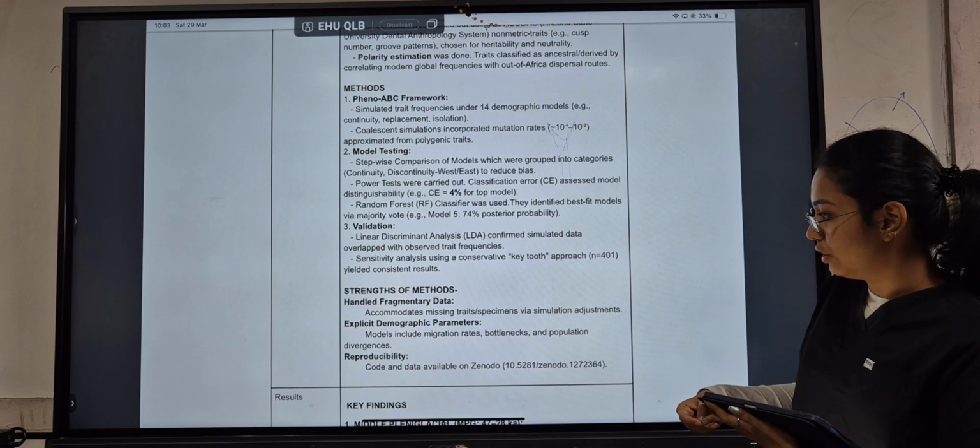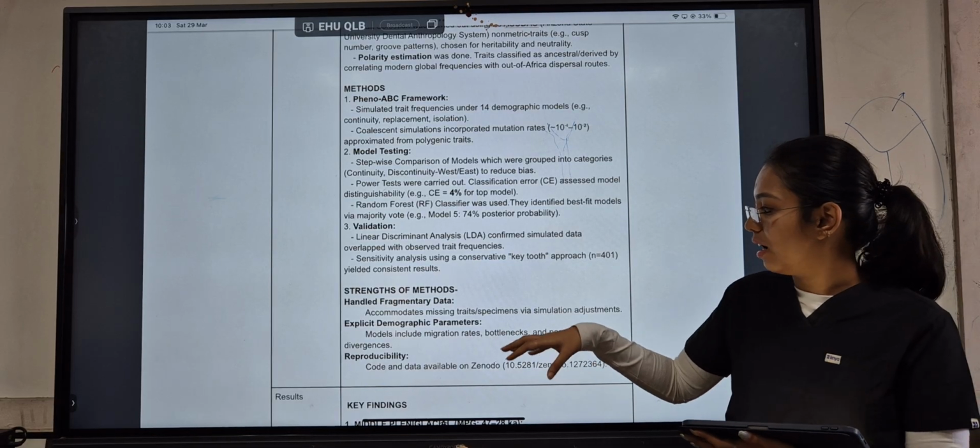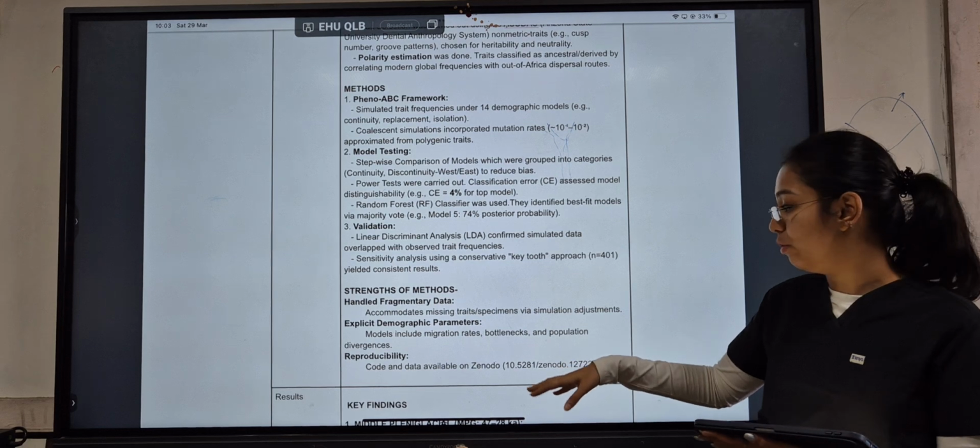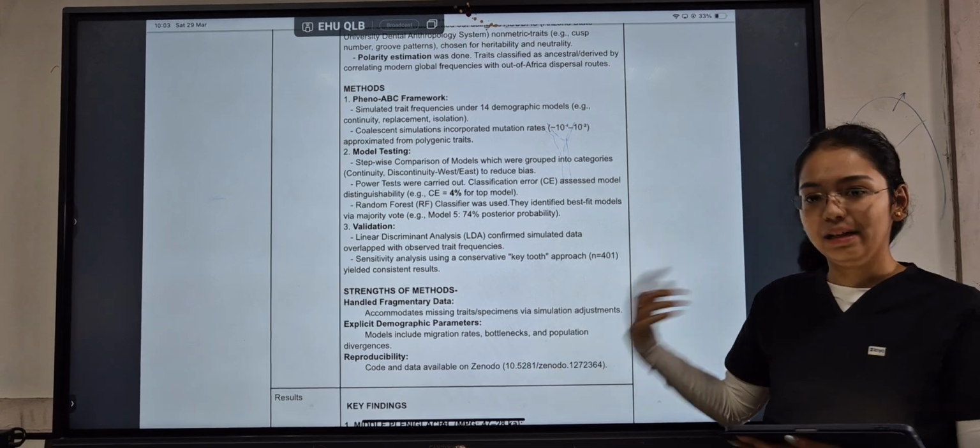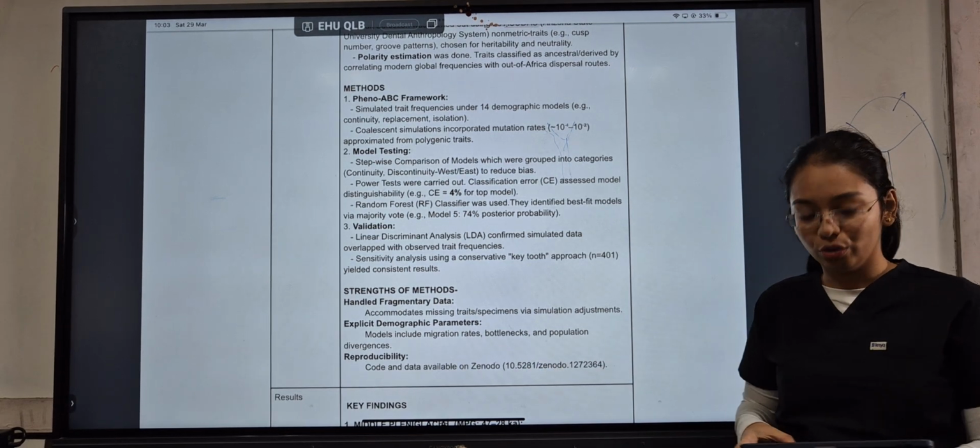And reproducibility. The samples, the code and data are available on Zenodo, and it can be reproduced for further studies also.